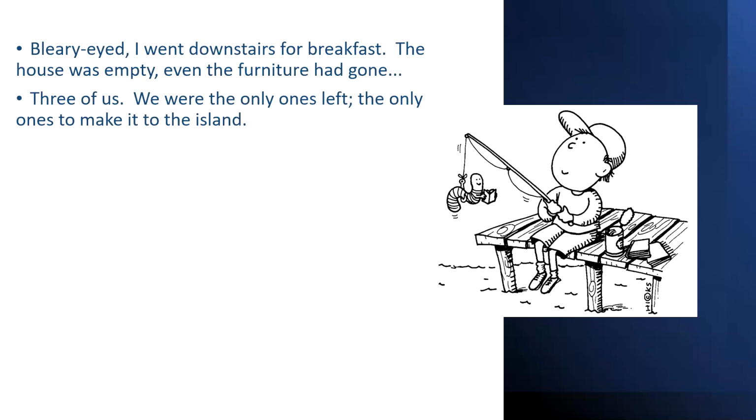So in this next one, "3 of us, we were the only ones left, the only ones to make it to the island." So we've got some great sentence structure and punctuation here. "3 of us," a simple sentence. It doesn't tell us a lot, but that's good because it gives us lots of questions about who these 3 people might be.